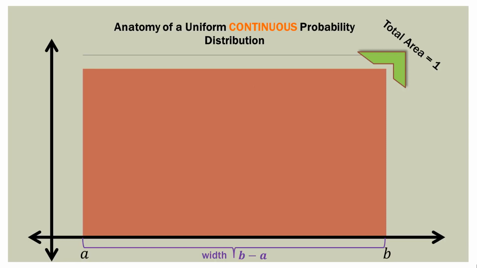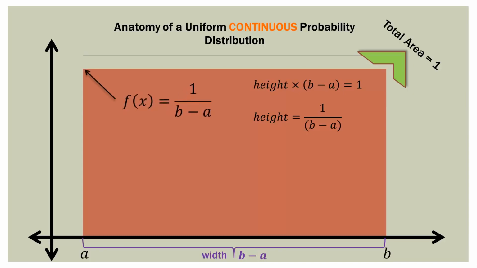Now we know the area is 1. So just using some very simple math, we know that the area of a rectangle is its height times its width. In this case, it equals 1. So we know 2 of those things, so we can solve for the third, which is the height. So we use some simple algebra to come up with the height of our distribution here. So it's 1 divided by B minus A. So that is the height of this rectangle. The area is 1, the width is B minus A, therefore the height is 1 divided by B minus A.